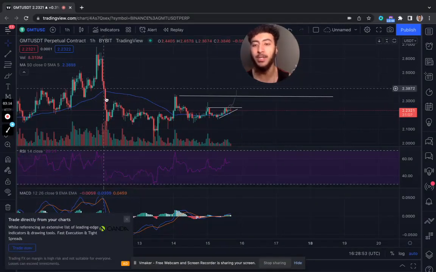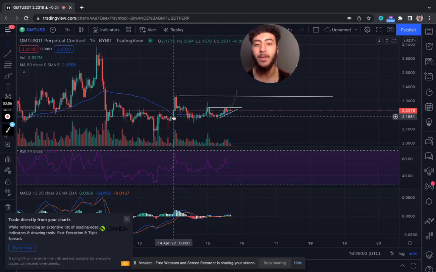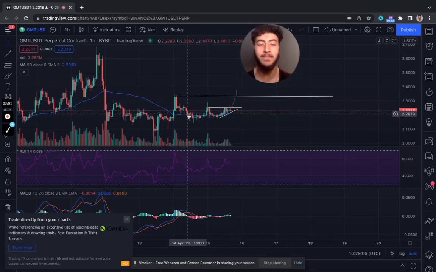Okay, because there's a lot of big imbalance here that happened, and we never saw a retest back here until we saw the retest back on April 14th, where we saw price wick up there, close up there again, and retest back at the 50 MA.